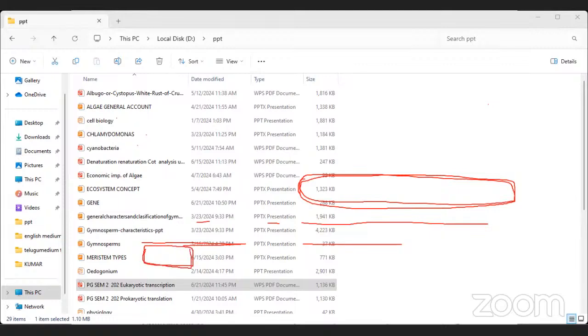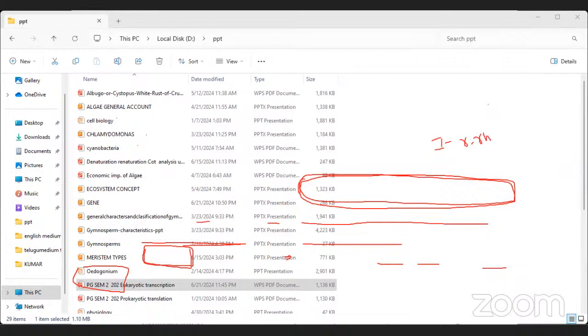First of all, RNA polymerase 1 synthesizes 28S, 18S, and 5.8S rRNA, ribosomal RNA. RNA polymerase 1 is involved in the synthesis of ribosomal RNA.